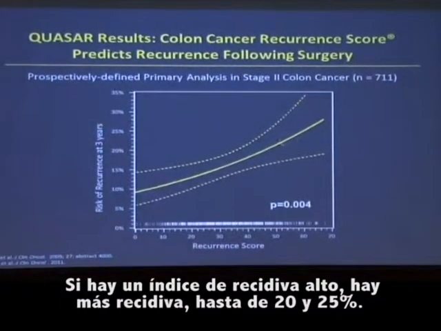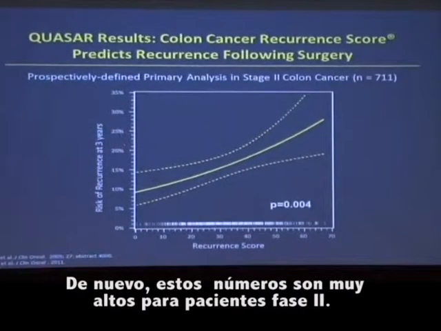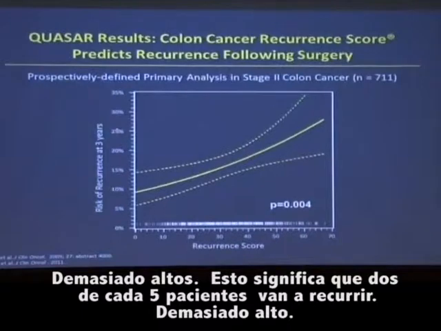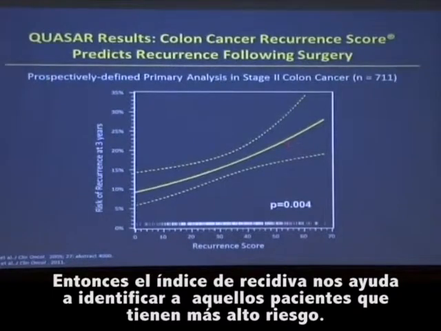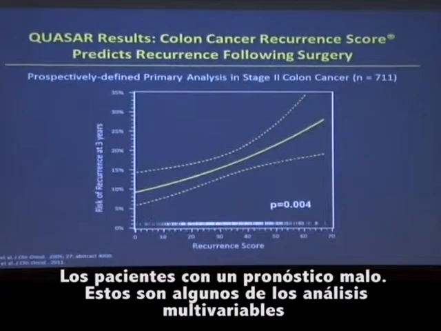If you have a high recurrence score, you have a higher recurrence, upwards of 20 and 25%. Again, these numbers are too high for a stage 2 patient, okay? Way too high. This means 1, 2 patients are going to recur out of 5. Too high. So the recurrence score helps us identify those patients that are at higher risk. The patients that have poor prognosis, okay?